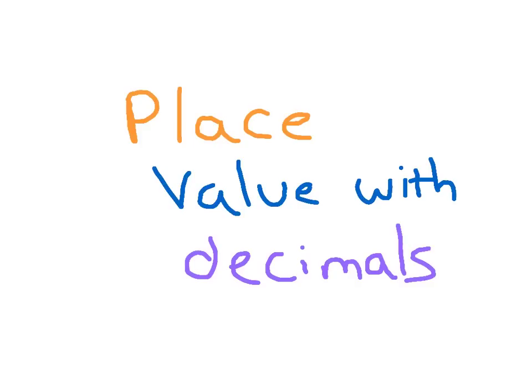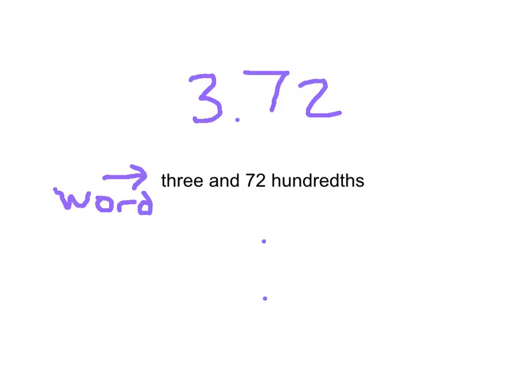Let's do some work with place value with decimals. This decimal here is read 3 and 72 hundredths. Say it with me: 3 and 72 hundredths. As you see right here, we have written the word form. That's the word form. And just as with whole numbers, this here is the standard form.